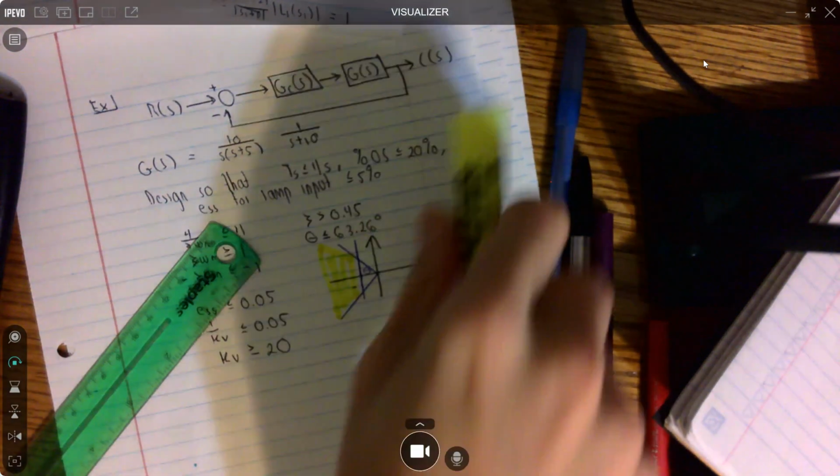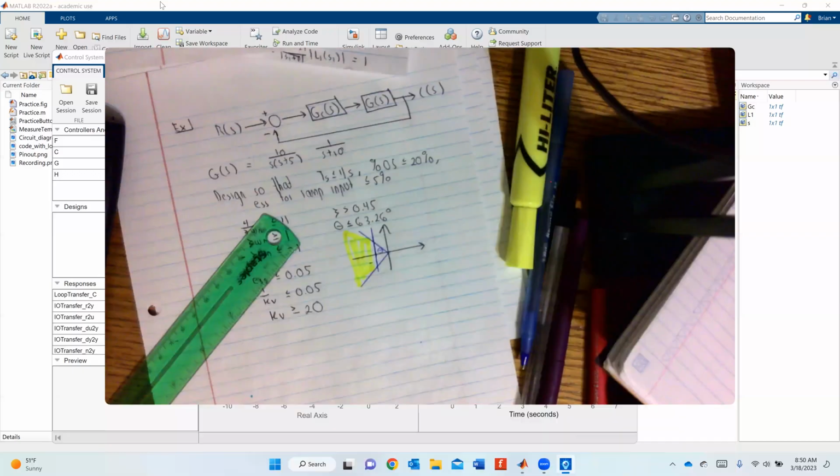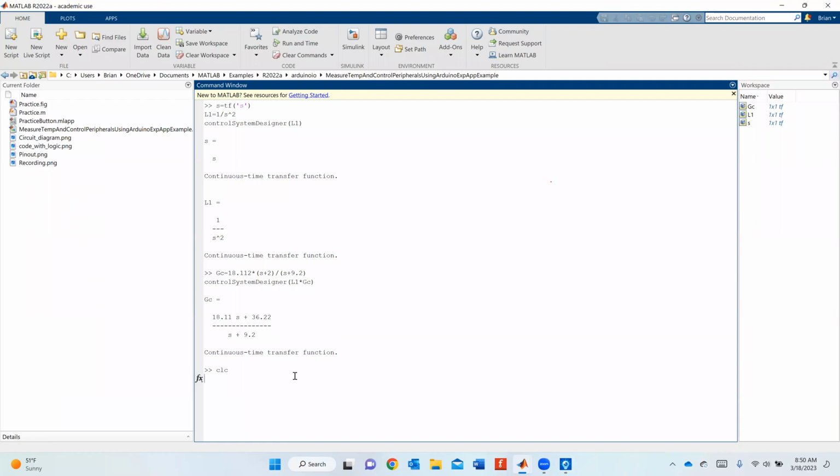And so let's plot the uncompensated system in MATLAB. Okay, so I'm going to clear everything. My s is equal to transfer function of s. Then I'm going to have my L1, my uncompensated system, equal to 10 divided by s times (s plus 5), times 1 divided by (s plus 10). Then we're going to do control system designer of your uncompensated system L1.